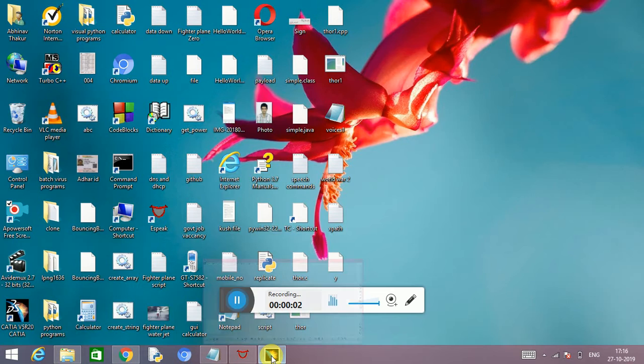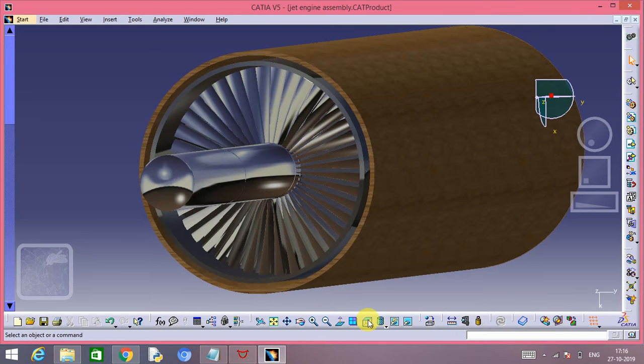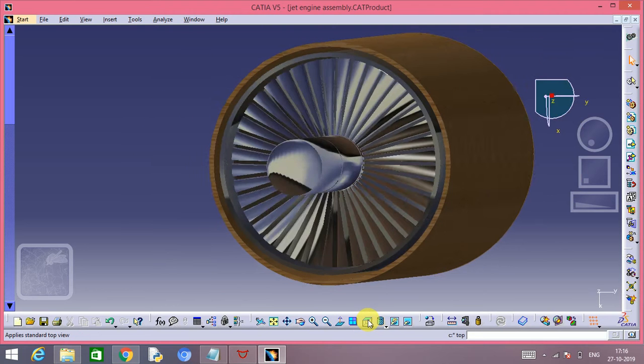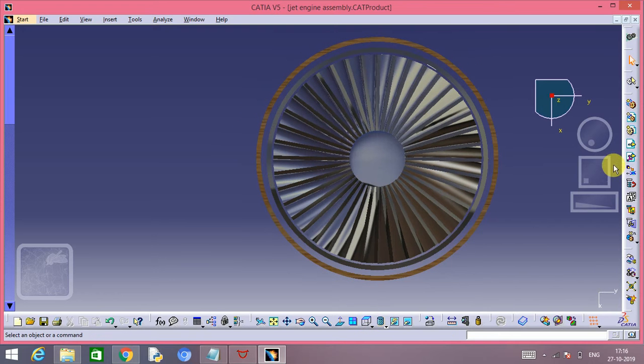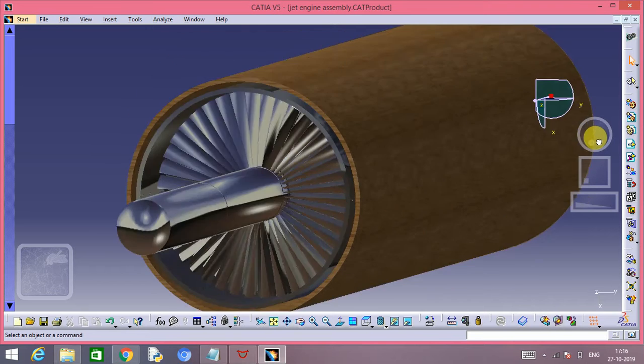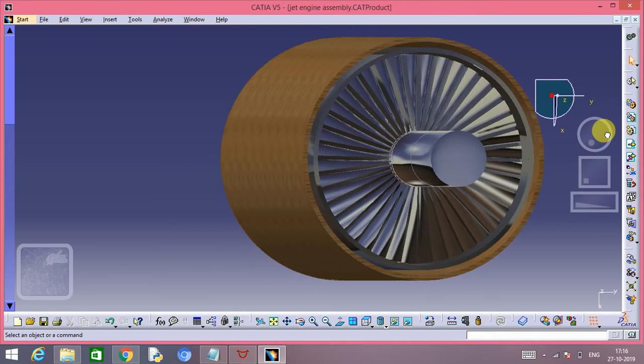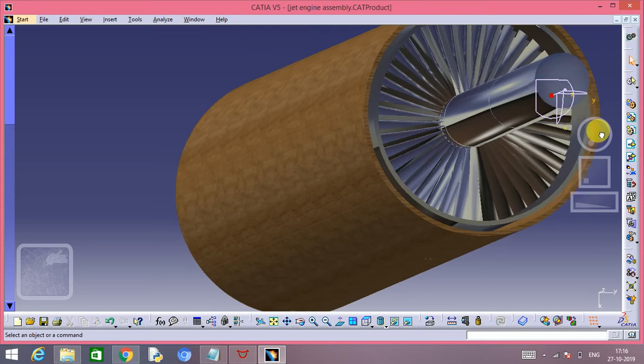A gap is maintained between the jet engine and the outer body of the plane through which bypass air is passed into the plane. The work of this bypass air is to cool the jet engine and to resist the heat from the jet engine going towards the outer body of the plane.